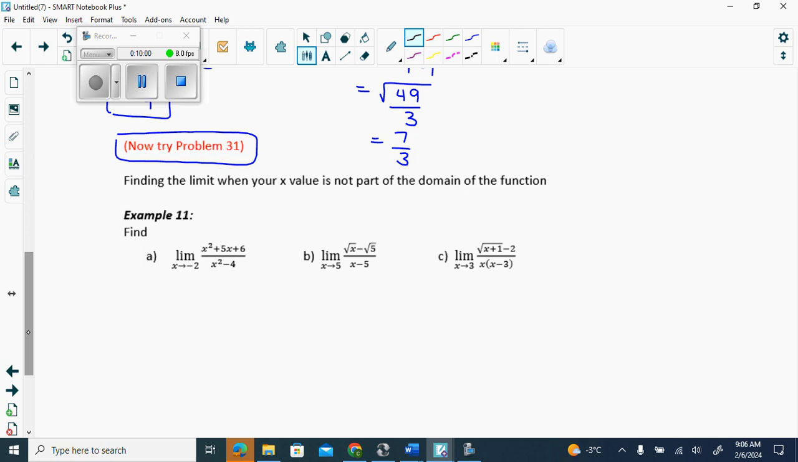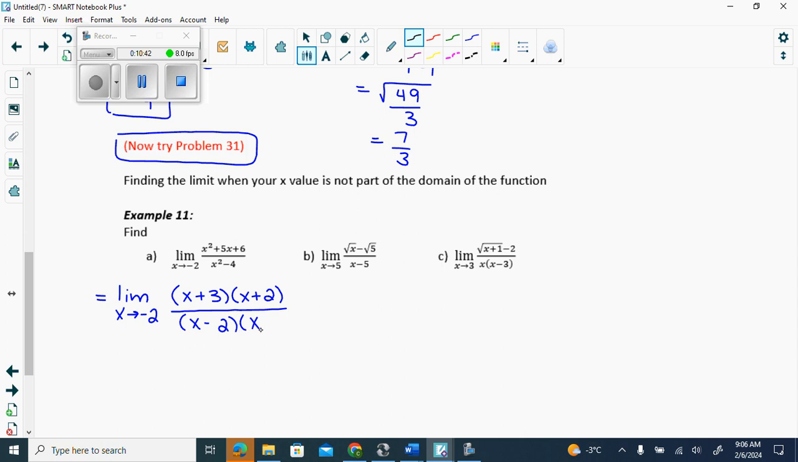So example 11. If I plug in -2, are we good? No, we have issues. So let's factor it out. We can't direct substitute. For the top, I still write my limit because I'm not substituting in yet. And I say, what multiplies to give me 6 and adds to give me 5? 3 and 2. So I'm going to get an x plus 3 and an x plus 2. My denominator is the difference of squares. X squared minus 4. What am I going to get? X minus 2, x plus 2.